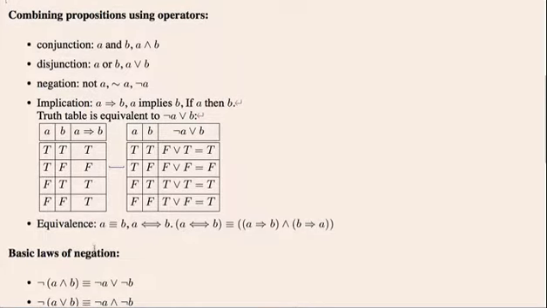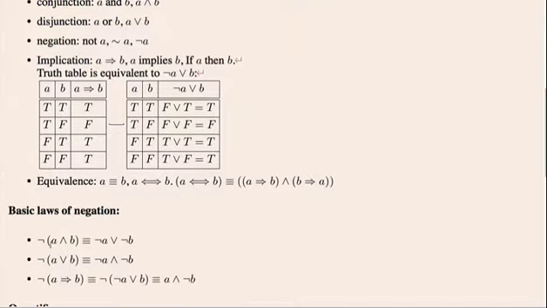A very useful tool is to know the laws of negation. How do you negate complex logic expressions? For AND and OR, you have to know that the negation switches them around. So the negation of A and B is not A or not B. And the negation of A or B is not A and not B.